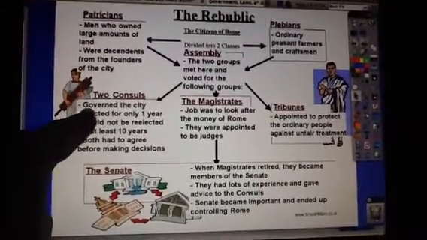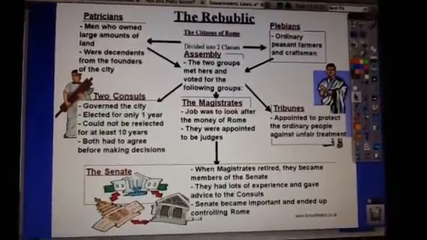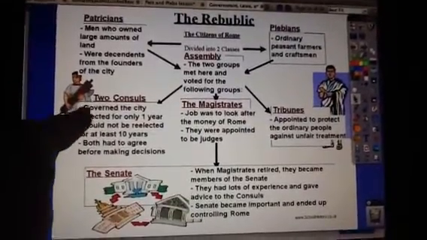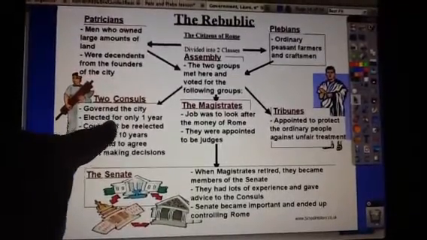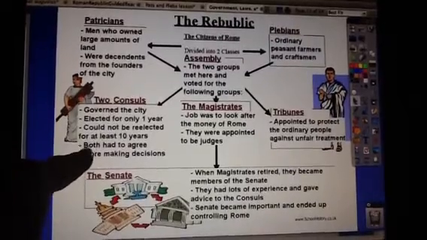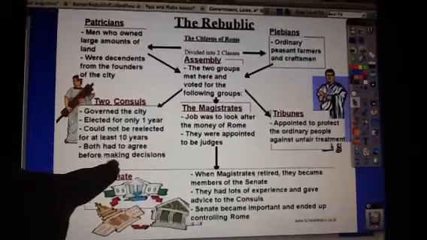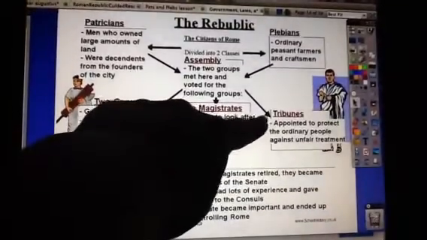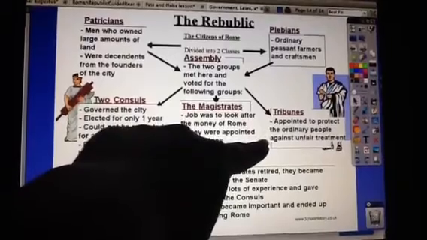Okay, they voted for two consuls. They governed the city, were elected for only 1 year, and could not be re-elected for at least 10 years. Both had to agree before making a decision. Okay. Then you have the tribunes. They were appointed to protect the ordinary people against unfair treatment.